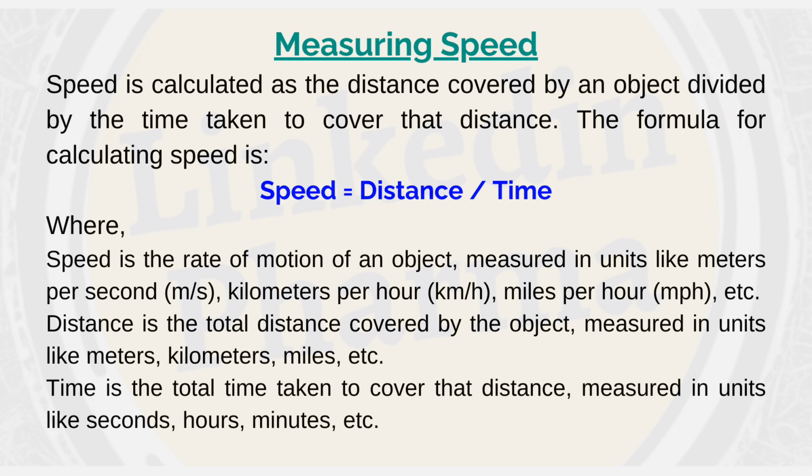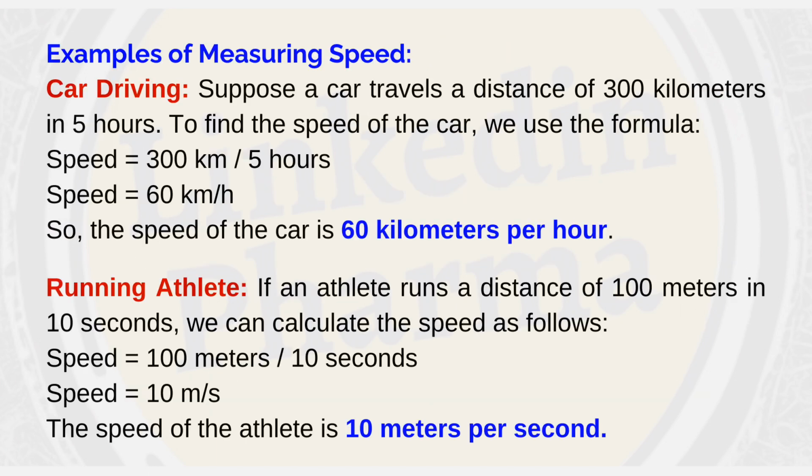Distance is the total distance covered by the object, measured in units like meters, kilometers, miles. Time is the total time taken to cover that distance, measured in units like seconds, hours, minutes. Examples of measuring speed. Car driving.